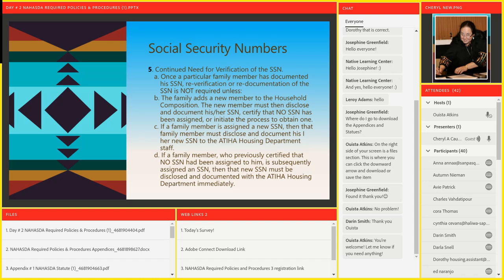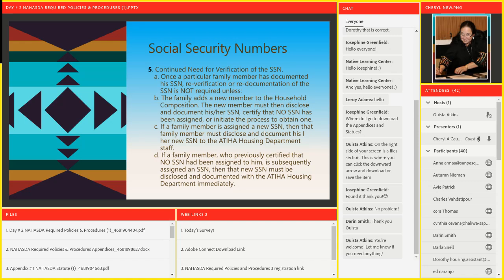Unless the family adds a new member to the household composition, the new member at that point should be disclosing that document or certifying that none has been assigned or initiating the process to obtain one. If a family member is assigned a new Social Security number, the family member must disclose and document the new Social Security number to your housing department staff.